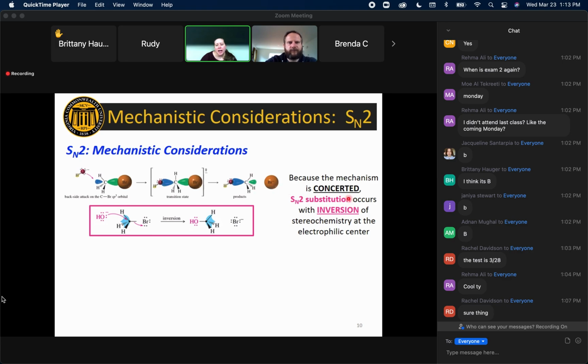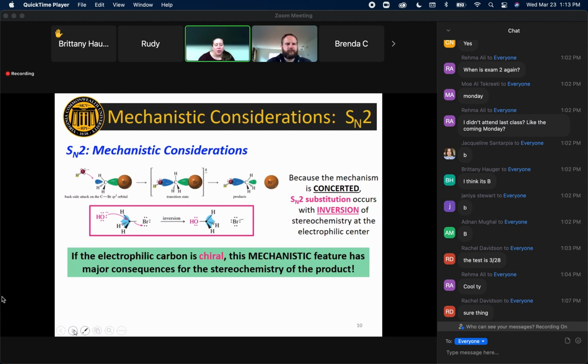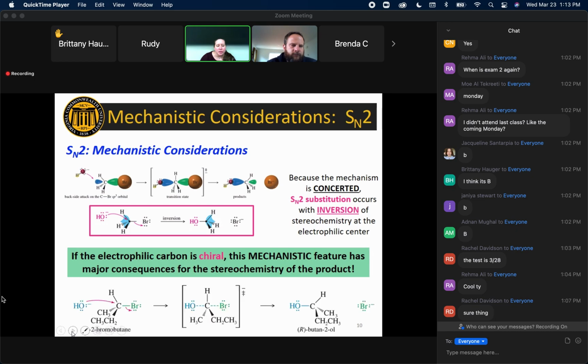And that means that every time you do an SN2 substitution, that substitution occurs with inversion of the stereochemistry at the carbon center. Every single time you do an SN2, these substituents are going to flip inside out the way an umbrella would in a bad windstorm. Okay, so in this case up above, we can't really tell that difference because all 3 substituents are the same. But if all the substituents are different, if that electrophilic carbon in the center is a chiral carbon, then this feature has major consequences on the stereochemistry of the product.